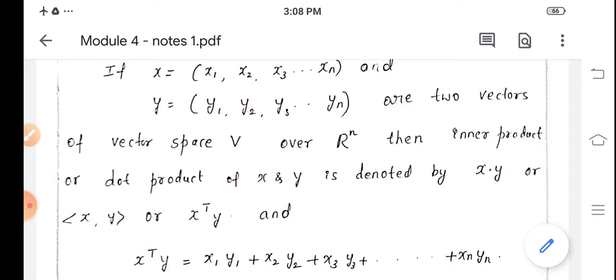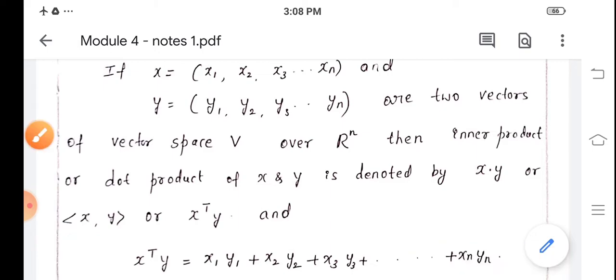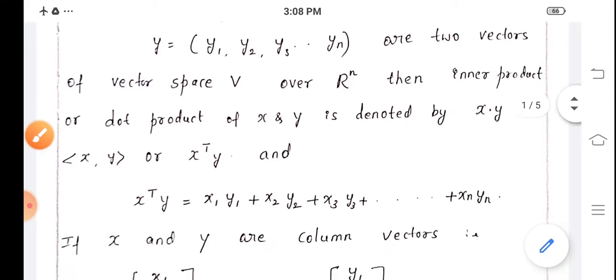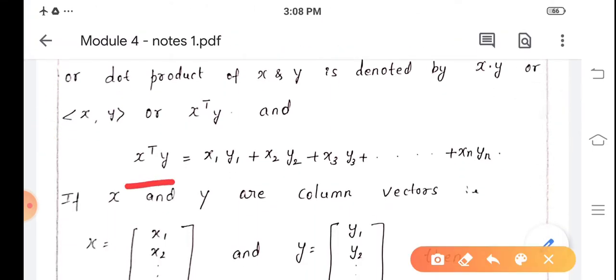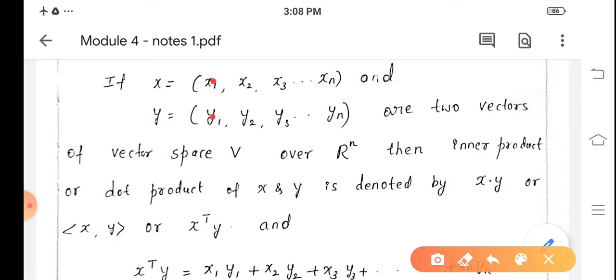Then the inner product or dot product of x and y is denoted by x dot y, or we write it as xy or x transpose y. And it is defined by x transpose y, or x dot y, equal to x1 y1 plus x2 y2 plus x3 y3 up to plus xn yn.